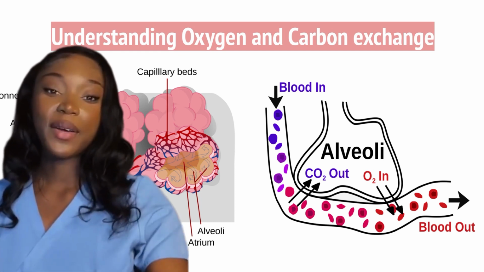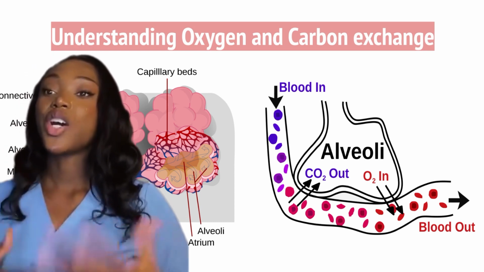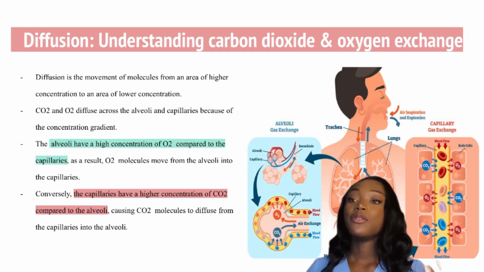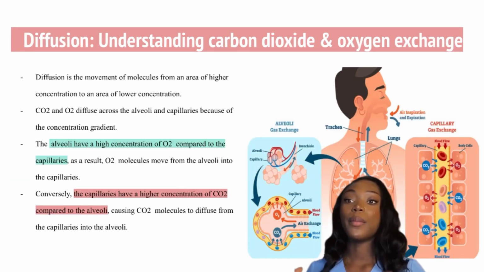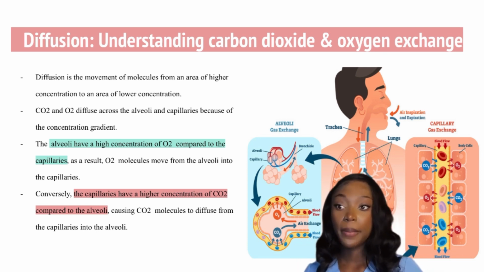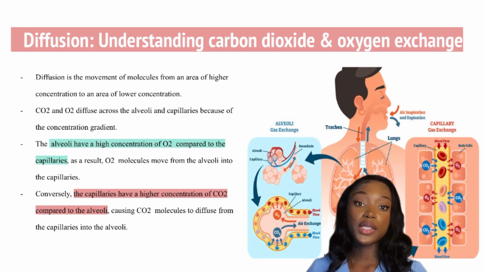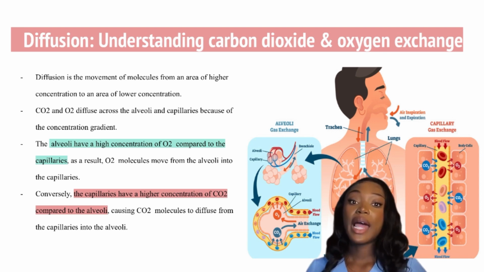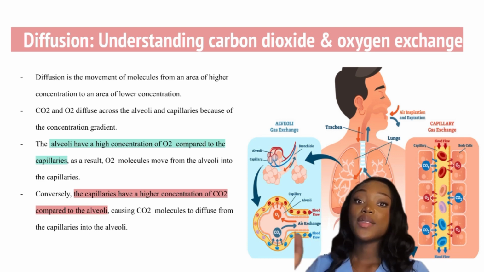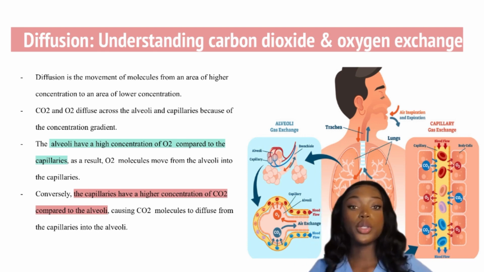So let's talk more about how this diffusion happens, and let's dig deeper into this carbon dioxide and oxygen exchange. So diffusion is the movement of molecules from an area of higher concentration to an area of lower concentration. In the case of the respiratory system, oxygen and carbon dioxide diffuse across the alveoli and the capillaries because of the concentration gradient. Remember this: diffusion is the movement of molecules from high concentration to low concentration.